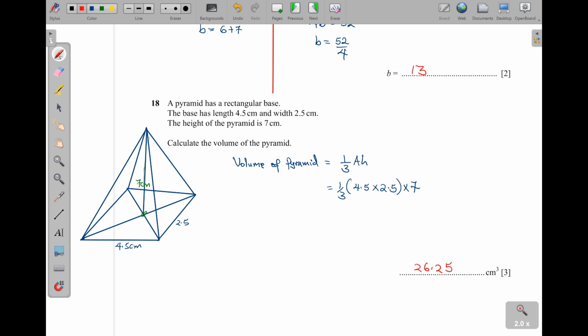This is a terminating decimal. It is exact, so you don't round your answer to 3 significant figures, okay? We do so when the value we get is non-exact, but all terminating decimals are exact values. So you leave it like that, 26.25.